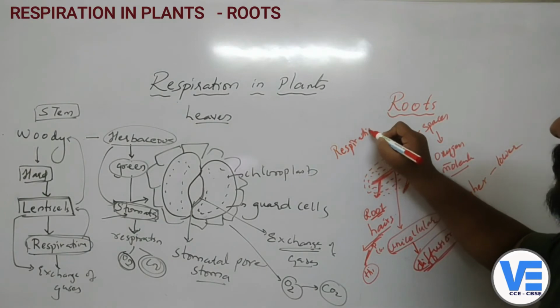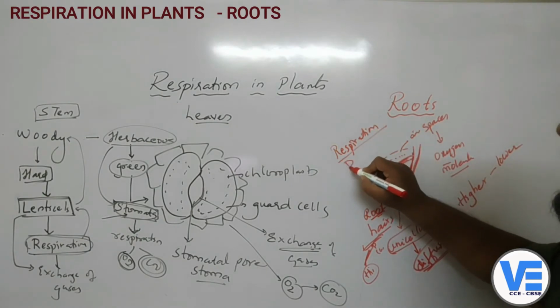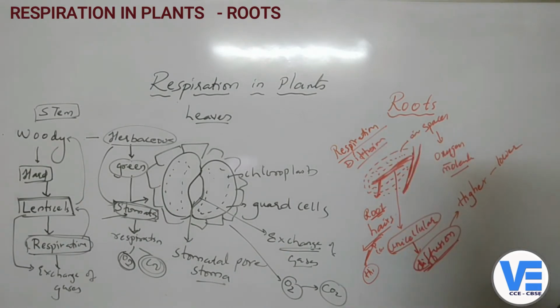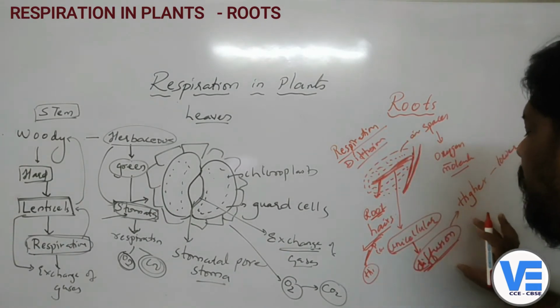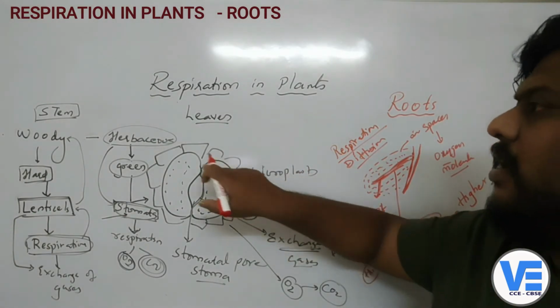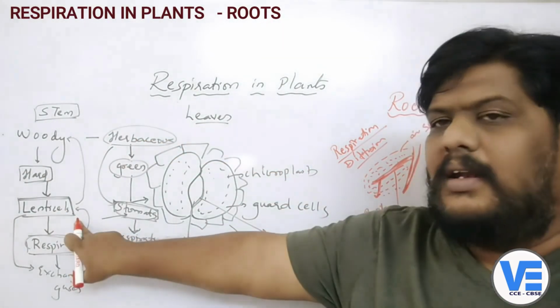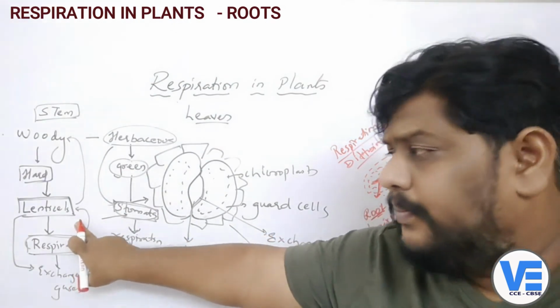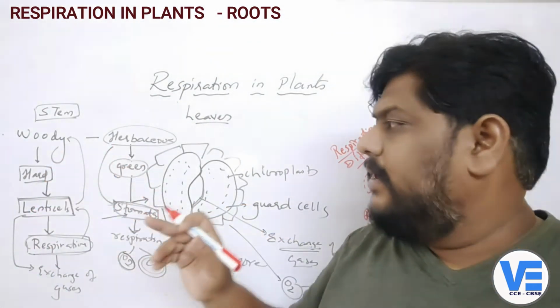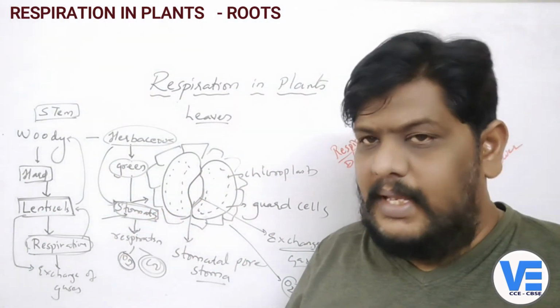They are responsible for the respiration process, and the respiration process will take place through the process called diffusion, especially when you're talking about the roots. When you talk about the leaves, stomata are responsible. When you talk about the stems, lenticels are responsible, especially in the woody stems. If it is a herbaceous stem, stomata will take care of them, right?